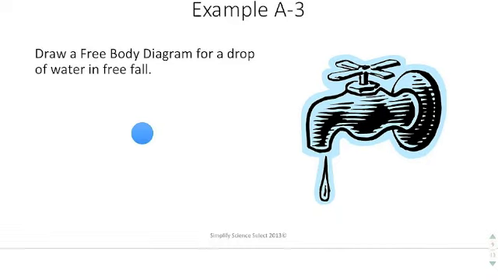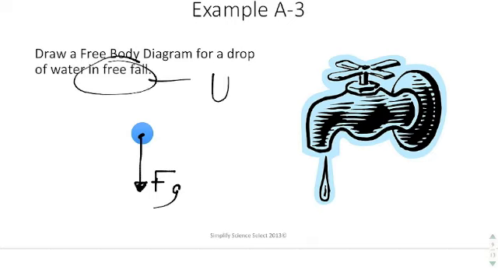This is draw a free body diagram for a drop of water in free fall. There are not always multiple forces. In fact, you have situations in which there's one. You should be able to justify why there is just one force when you're looking at this term right here. This is a term from Unit 2, and so you should be able to go back and say, what does that term mean in terms of forces?